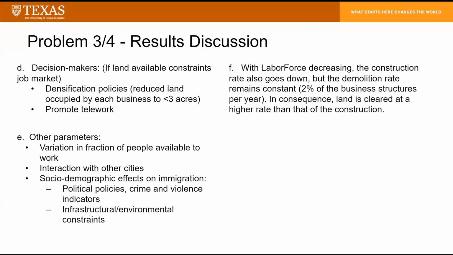So our final answer for model 4 is that as the labor force decreases, the construction rate also goes down. But since the demolition rate is a constant 2% of the business structures per year, the consequence is that the land is cleared at a higher rate than that of the construction. And therefore, after year 50 in that limited growth model, you see that the available land actually increases slowly over time due to that demolition rate.